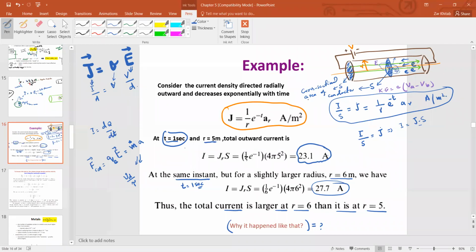Remember, in this case of radially outward current, we assume the area is a spherical area. The current is spherically radiating outward. This is just an assumption. This is also like a spherical profile, as if the current is moving on a sphere and moving spherically outward.